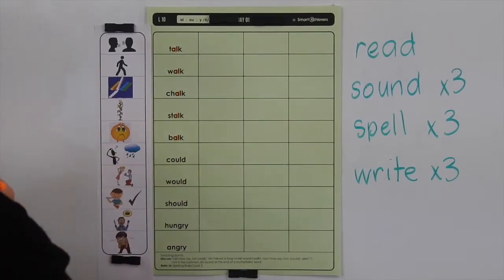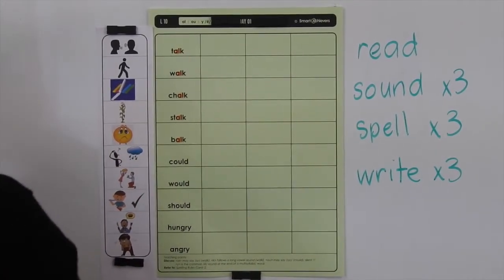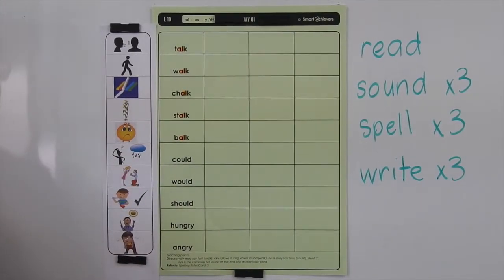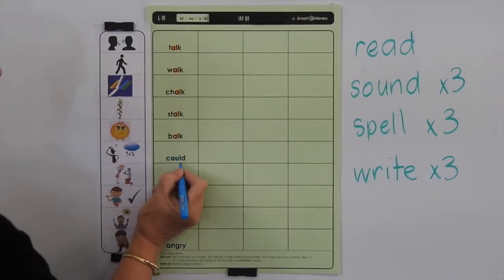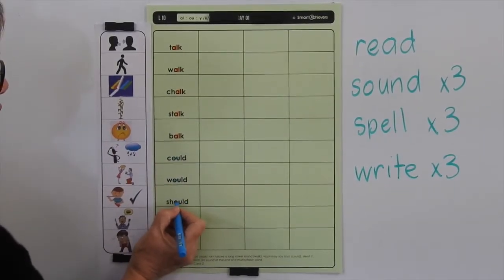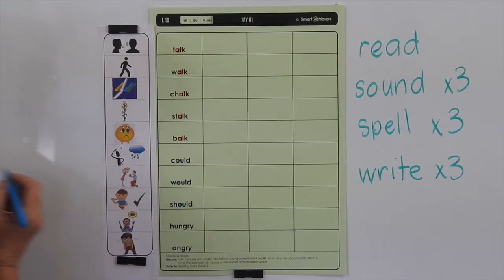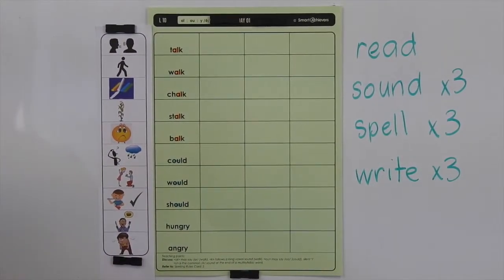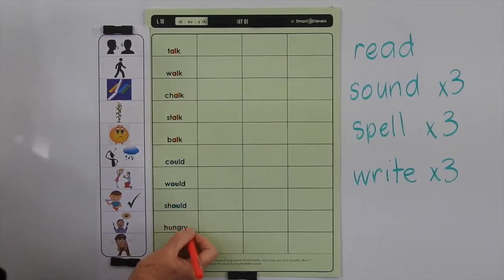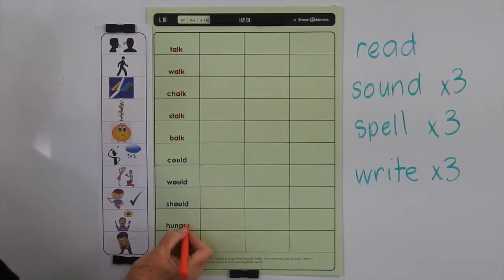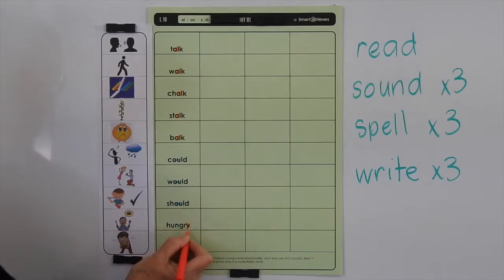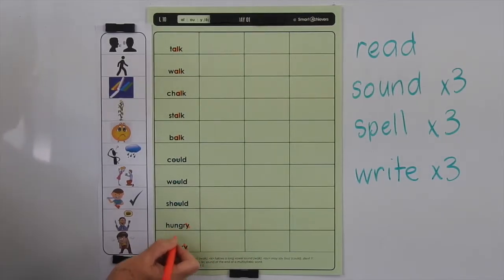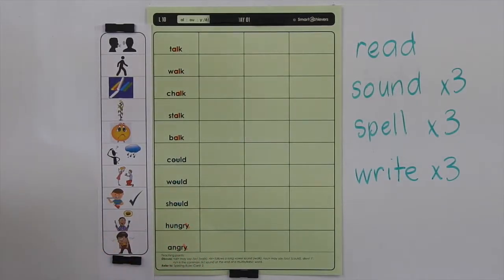Okay, and these ones down here, we've got the ood sound, so we'll change colours, and we've got could, would, should. And the last couple is a bit of a revision. We know that we can use the Y for the long E sound at the end of a word. We just want to check that you've got it, so hungry, angry. So change colours to mark those in.